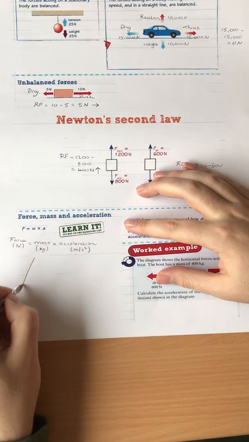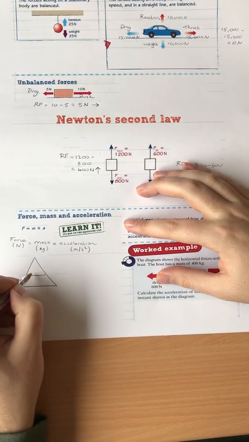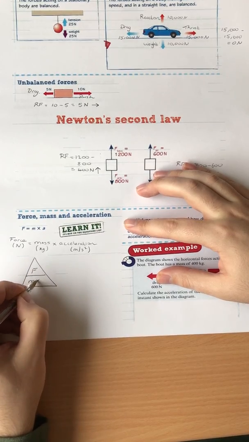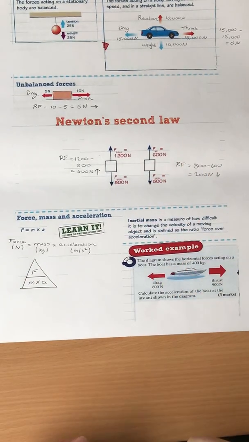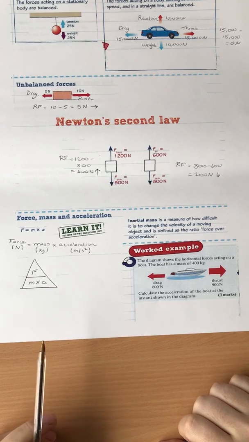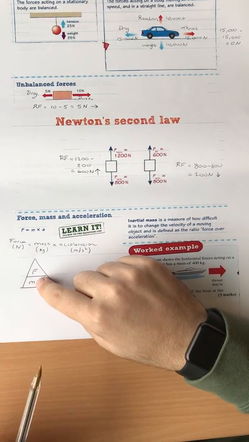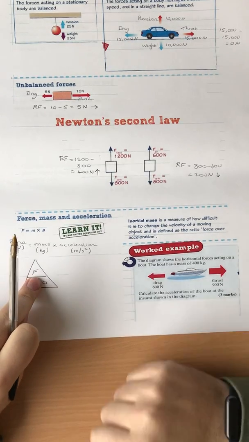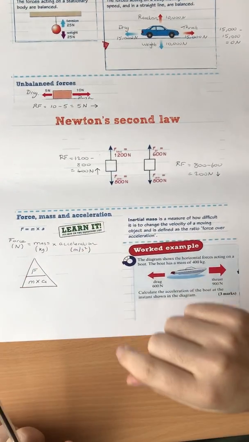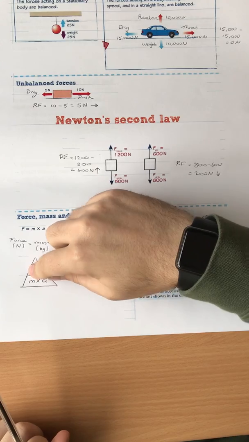Put that into a triangle, we should be used to doing that. F goes on top, m times a at the bottom. Therefore, whichever one you need to calculate, the unknown, you always put your finger over it. If we're looking for acceleration, it's F divided by m. If we're looking for mass, it's F divided by a. And of course, if we're looking for force, it's m times a.